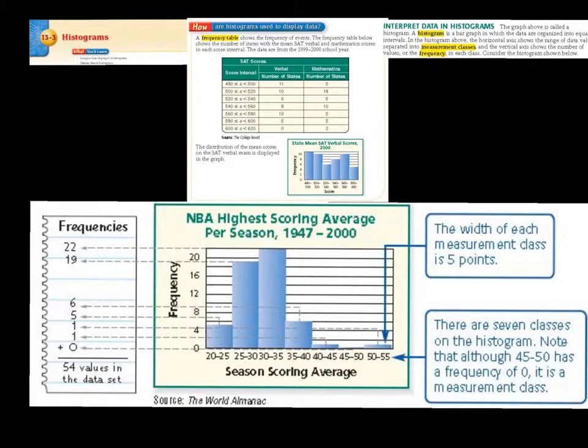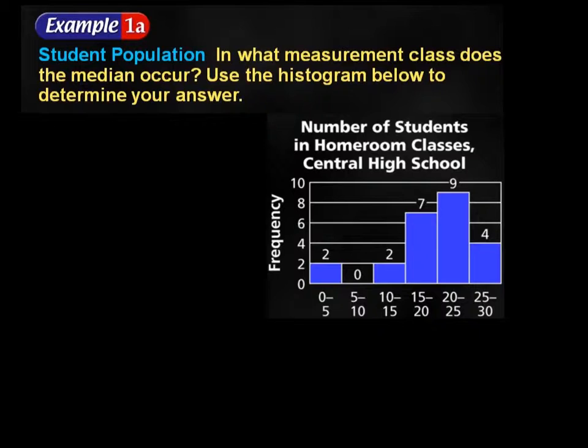There are 7 classes in the histogram. Note that although 45 through 50 has a frequency of 0, it is not a measurement class. Another difference between a histogram and any other kind of bar graph is there is no space between the bars. They are supposed to be right next to each other.